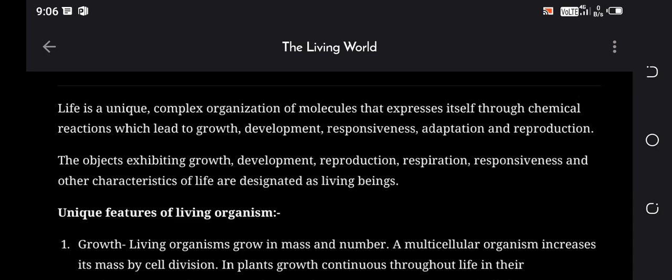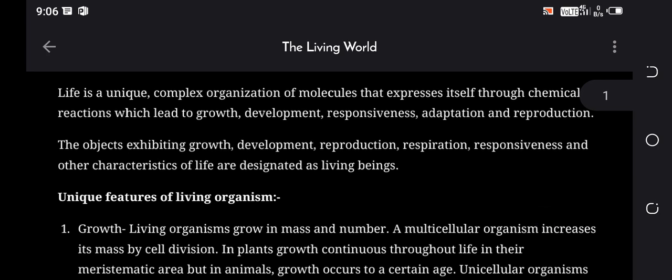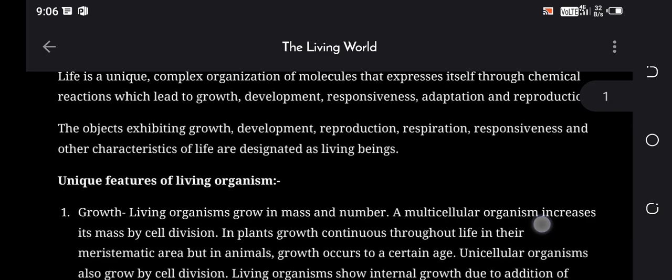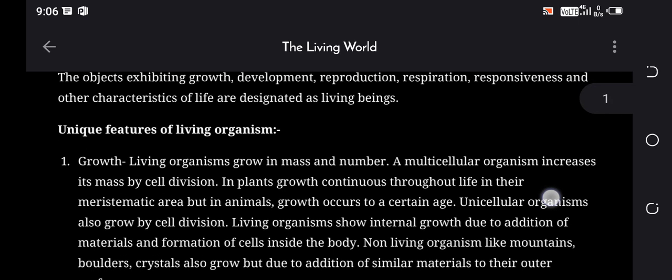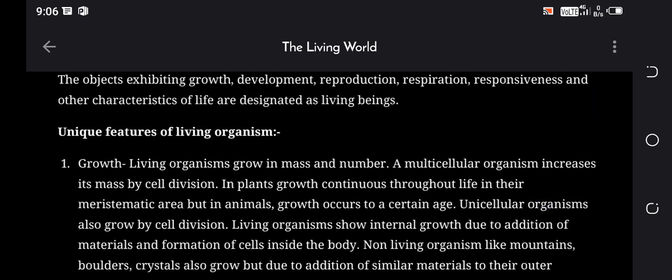Objects that exhibit growth, development, reproduction, respiration, responsiveness and other characteristics of life are designated as living beings. So, what are the unique features of living organisms? How can we consider which things are living and non-living?